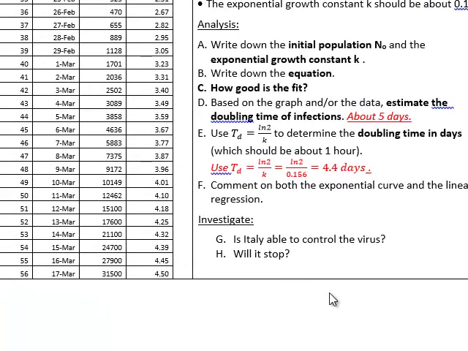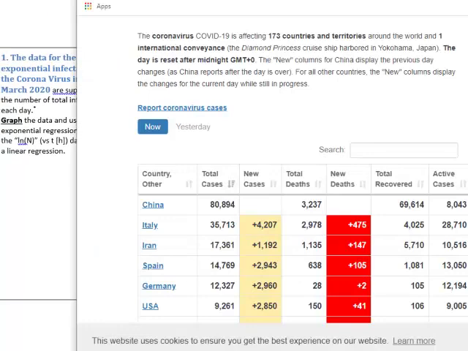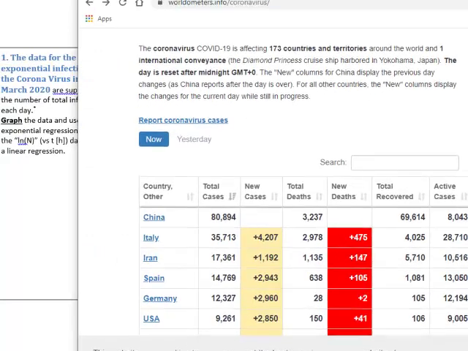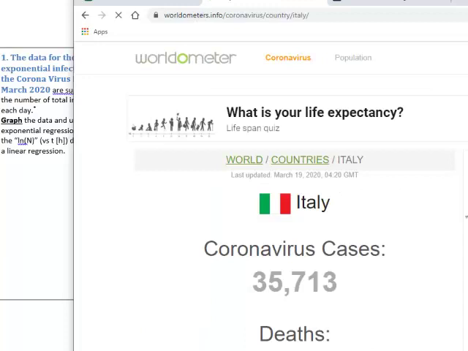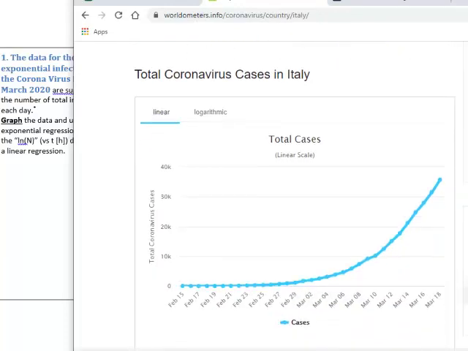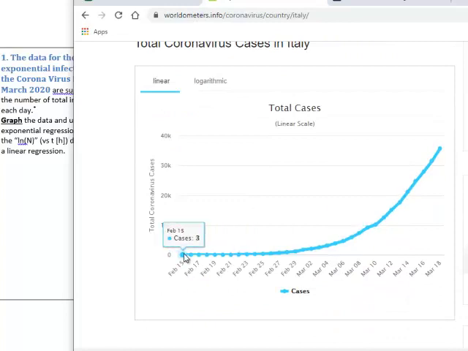As unfortunate and as sad as it is, the exponential equation can, of course, also be used to describe things like the coronavirus. And I use Italy here. I got the data from this website, Worldometer. And when I click on Italy, we can see here's the exponential curve. That's where I get the data from, and unfortunately it just increases and increases and increases.